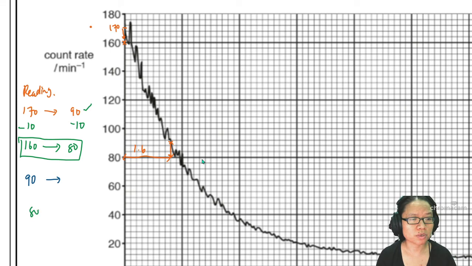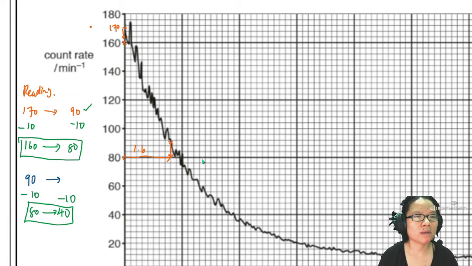So what we wanted was 80 to 40. This is what we want. But we need the background reading. We need to subtract the background. So what minus 10 is 40? 50. So we're going to have to take 90. So this one is 90. Okay. This is 90 to 50.